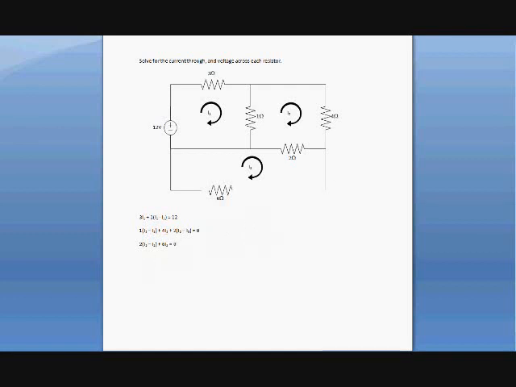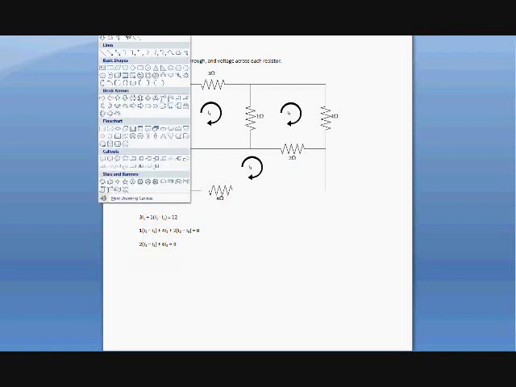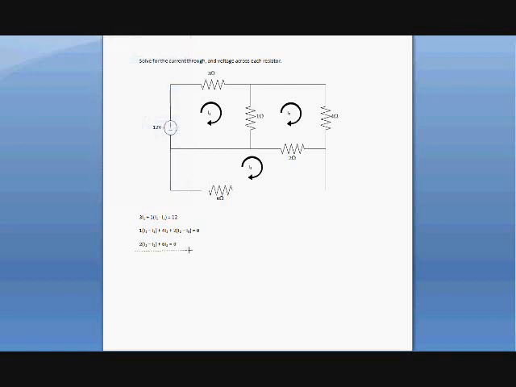Alright, next thing to do is to take these three equations. Let's put a line here so we can keep track of what's going on. We're going to take these three equations and simplify them. So that's 3I1 plus I1 minus I2 equals 12.